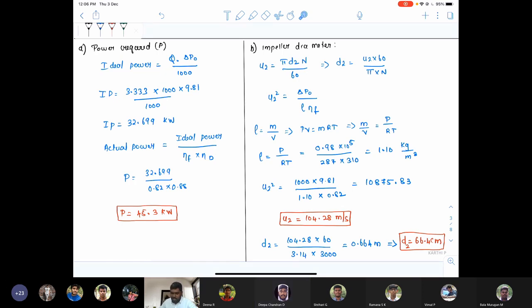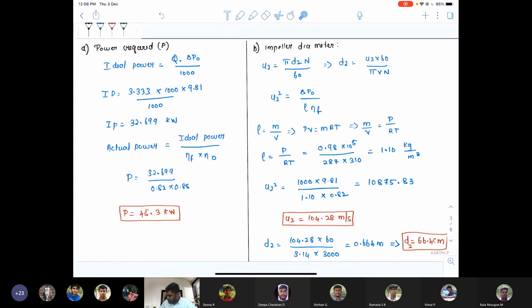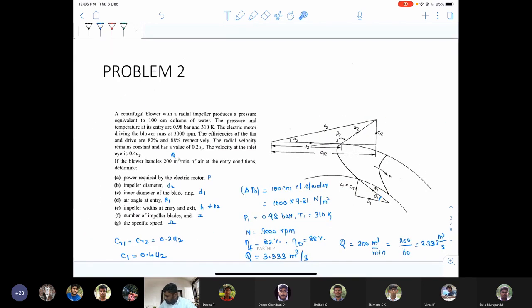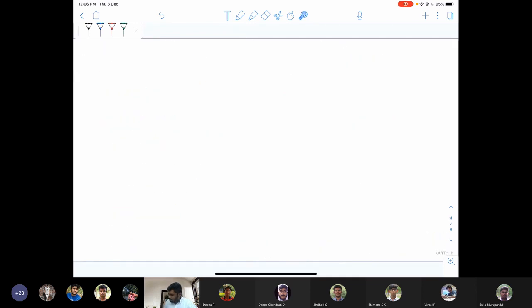So we have found the value of D2. And the next subdivision is the inner diameter of the blade ring, which is nothing but the value of D1, the inner diameter of the blade.